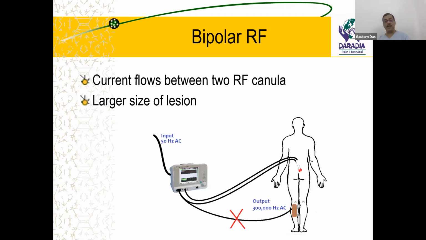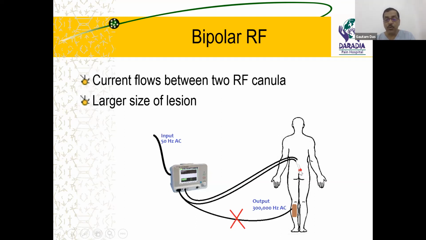Now, another kind of radiofrequency, the fourth kind, is bipolar radiofrequency. So what is happening here? Instead of this ground pad, you have another needle, and the current is circulating between these two. We'll be demonstrating at the end of today's class what is bipolar, what is monopolar, all those things. So it will be going between these two.